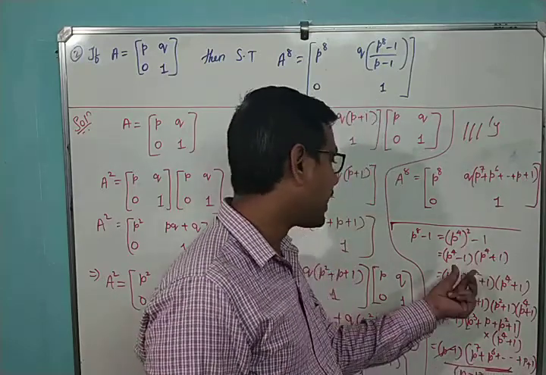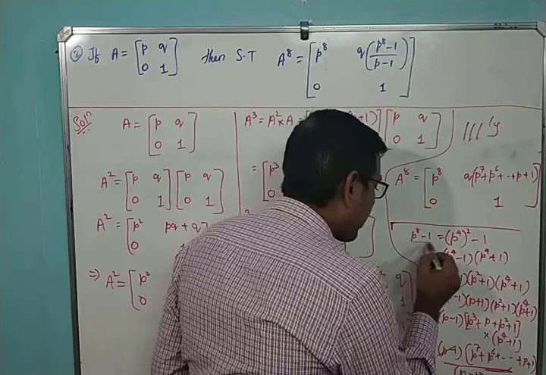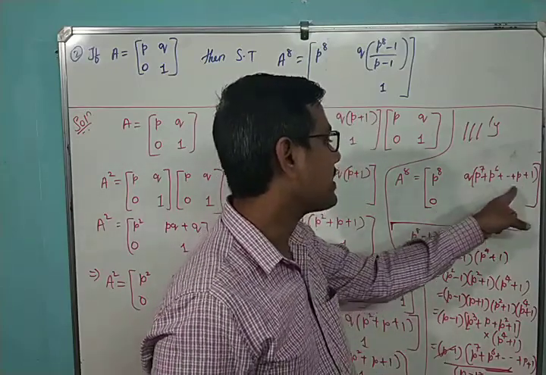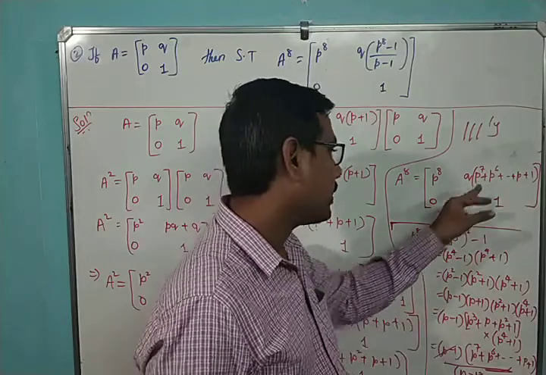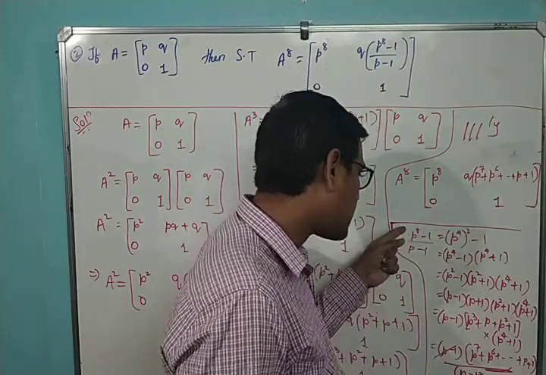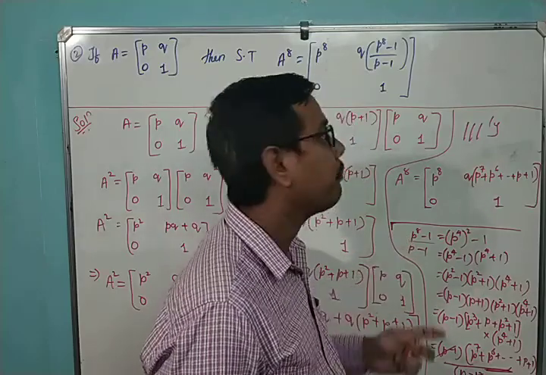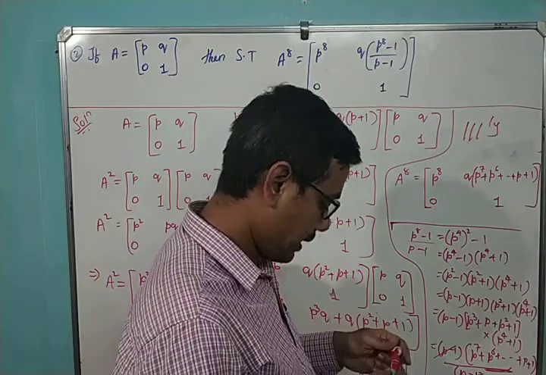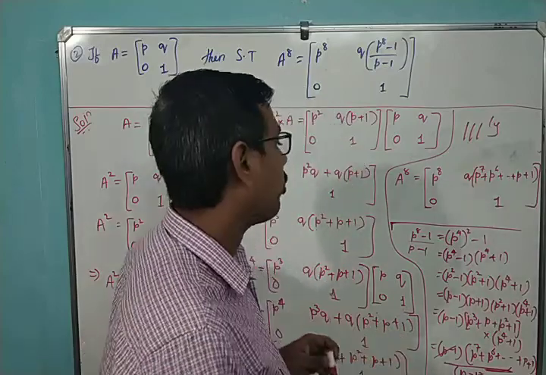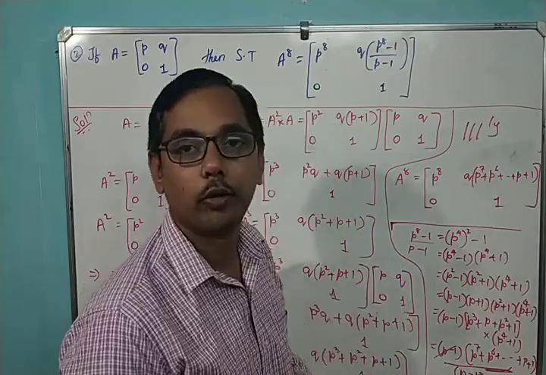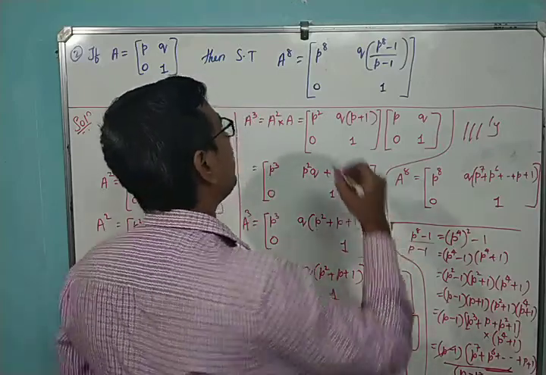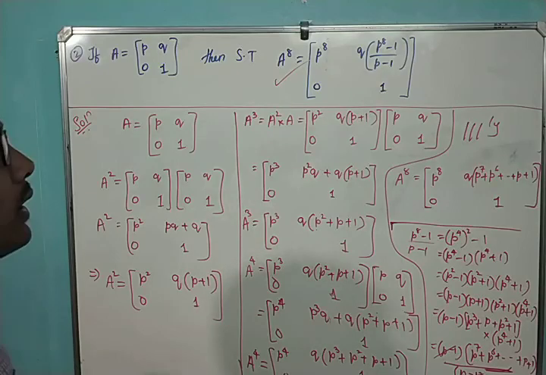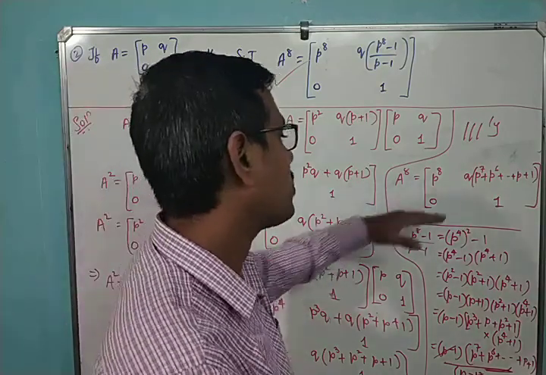P to the power 8 minus 1 whole divided by p minus 1 will be what? Both cancel, and what remains? This inside. Right? So this inside value can be written as p to the power 8 minus 1 divided by p minus 1. So I hope this part is very much clear to you people. Right? So the answer will be this one. We have proved it. Is that clear? So don't get confused once you get here.